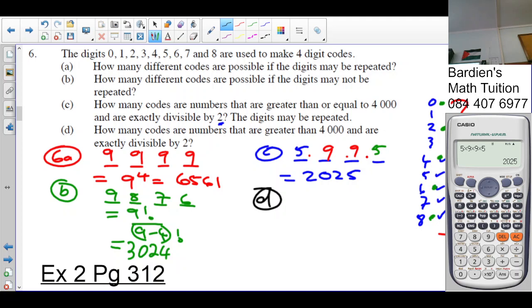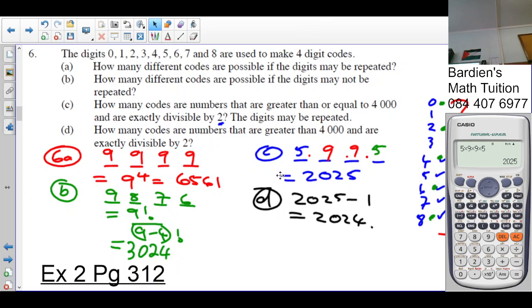So how many values are counted here in D? They are only omitting which value? 4,000. So how many codes are 4,000? 1. So in other words, is this 1 less than 2,025? 2,024. Okay, that is a good sign. Any confusion there?